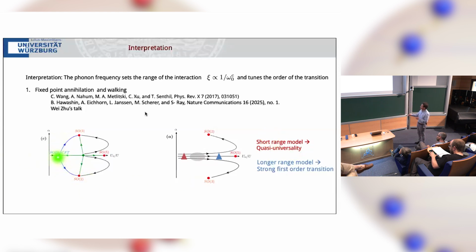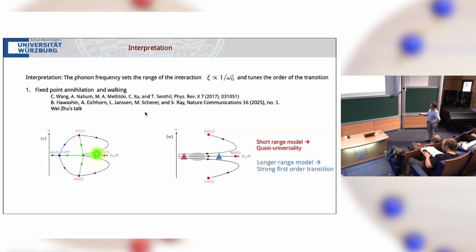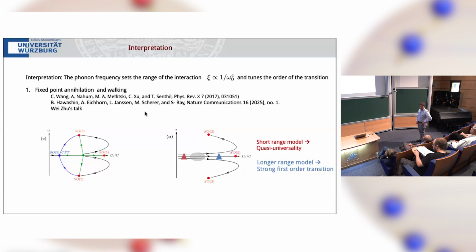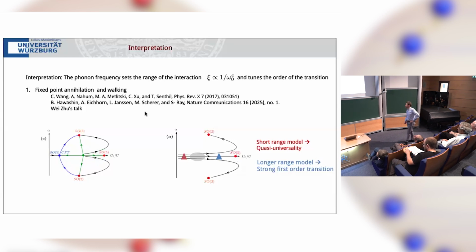Unless you consider models on that half. I don't know where to put it here, right? To put it here, I suppose that the short range would flow to this SO5 point. The long range somehow would sort of cross this line and then go here, right? But that I think would be maybe.